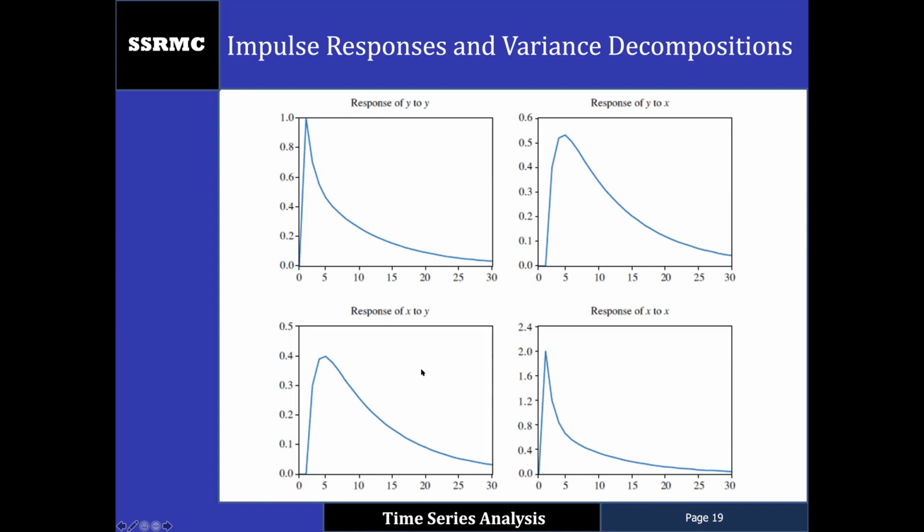And the same thing is true when it comes to x. So you may notice that same pattern. However, the value is 0.4 over there, but it's 2 over there. That's from x to itself. So that shows you which variable is more responsive to shocks from which variable. Okay, so that's impulse response function.